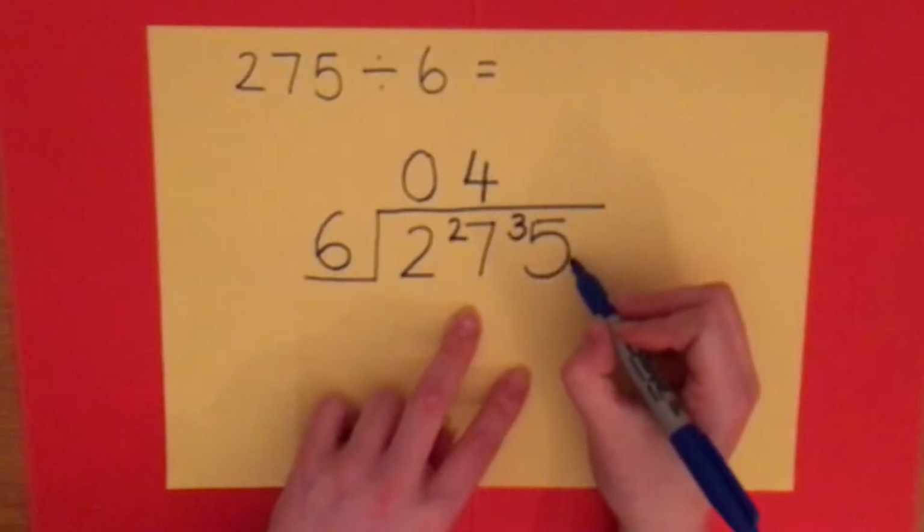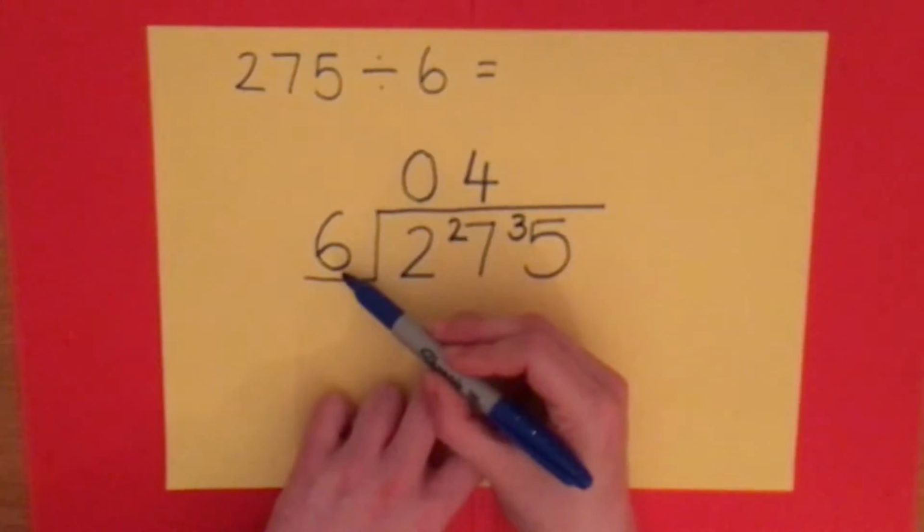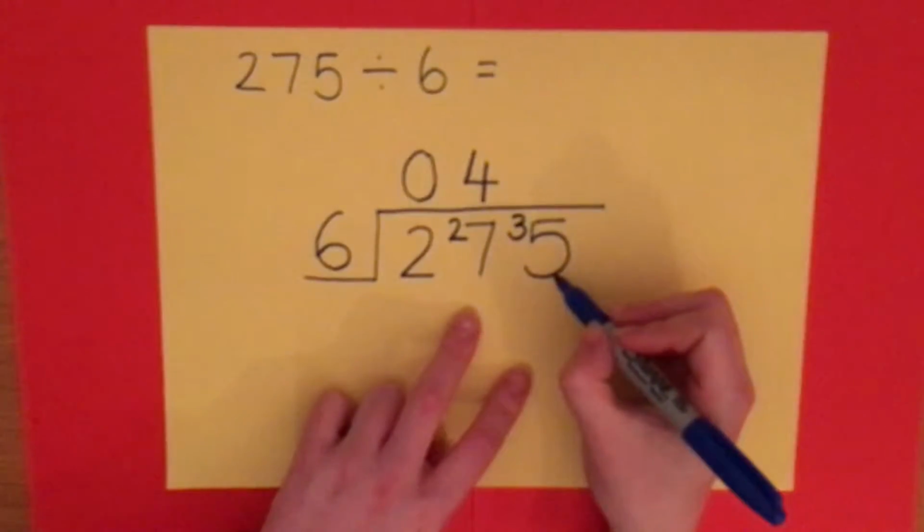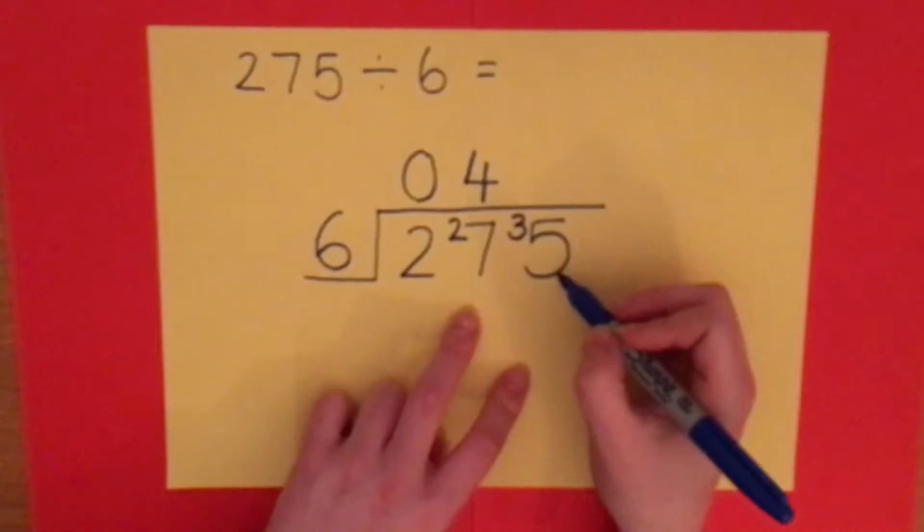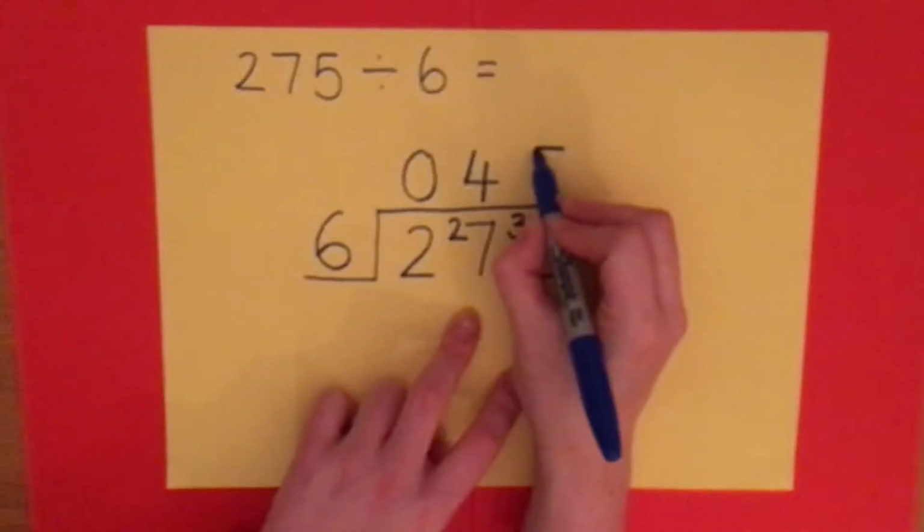Now I've got 35. How many 6s make 35? Well, 6 5s are 30. 6 6s are 36. And that's too many. So it'll be 6 times 5.